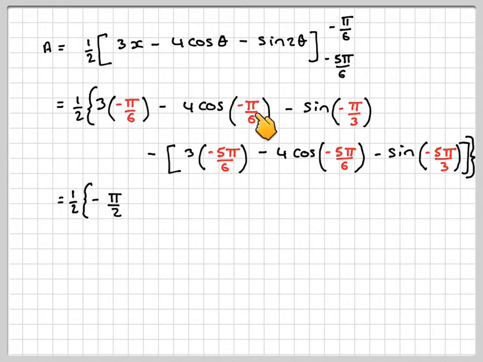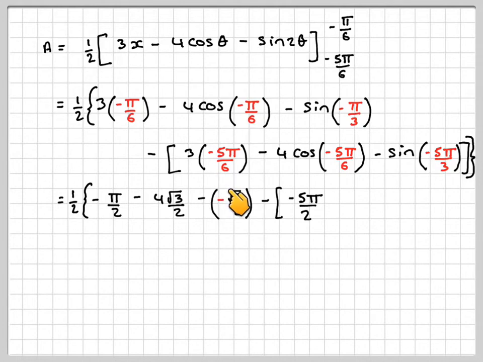Now, minus pi by 6 is in the fourth quadrant, so cos is positive, and cos of pi by 6 is root 3 over 2. So this will be minus 4 times root 3 over 2. This bit will become positive. Minus pi by 3 is in the fourth quadrant, but sine is negative in the fourth quadrant, so it's minus root 3 over 2. This is where you need to be careful. Keep that minus sign out and keep the bracket in.